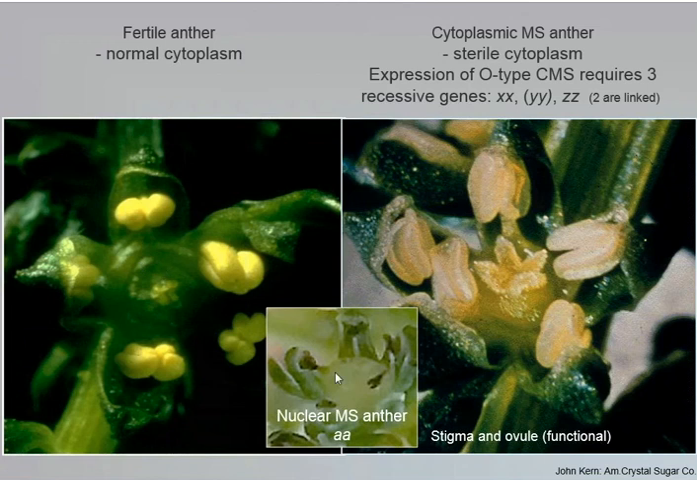Another means is a nuclear male sterile, and these are much easier to distinguish because they're black and shrunken. Because of these 2 or 3 genes, this is almost behaving more like a quantitative trait.